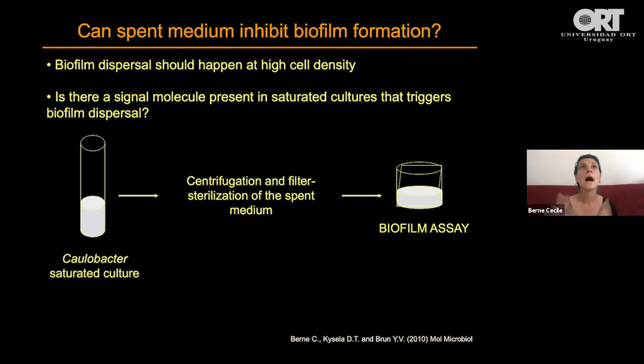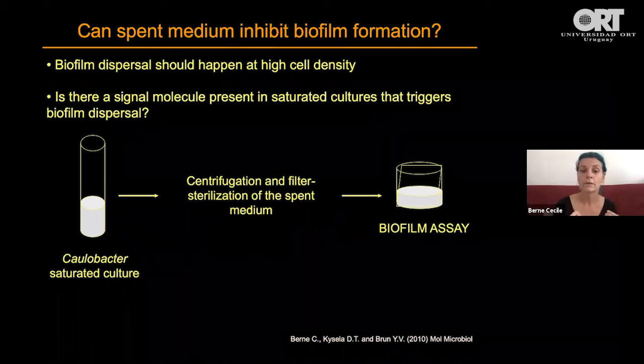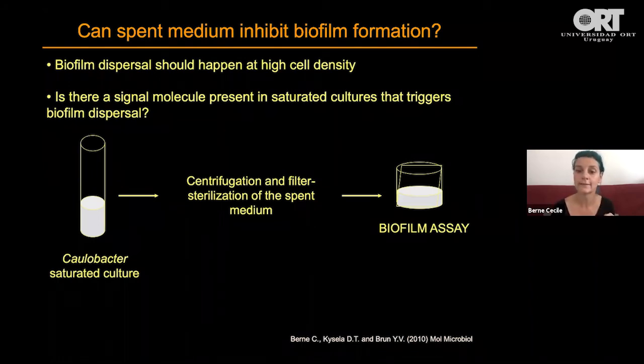For that, I knew that in a mature biofilm, we've got a high cell density. So if a molecule was to be excreted, it would happen at high cell density. So I just grew cells to a very saturated culture, centrifuged, spun down, removed all the cells, and filter sterilized my spent medium, hoping that if there was a molecule produced at high cell density that would trigger dispersal, I would find it.